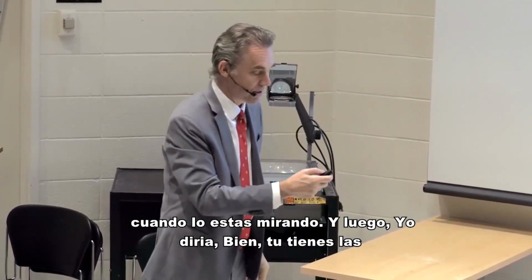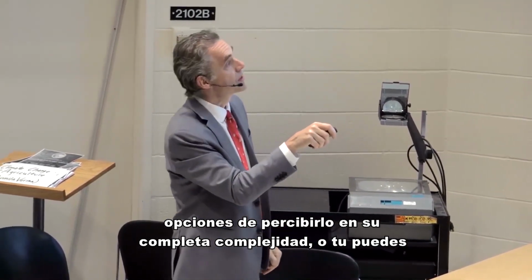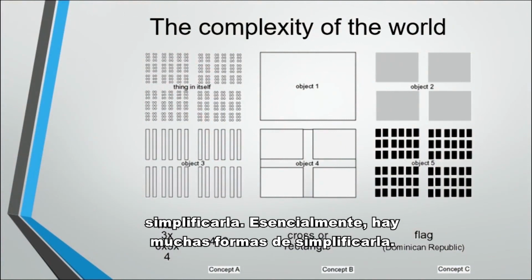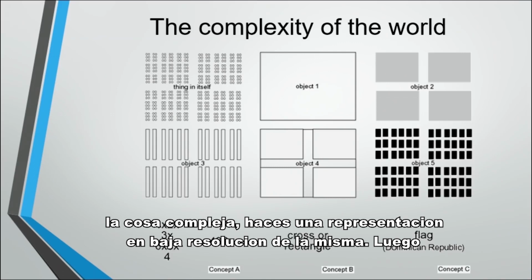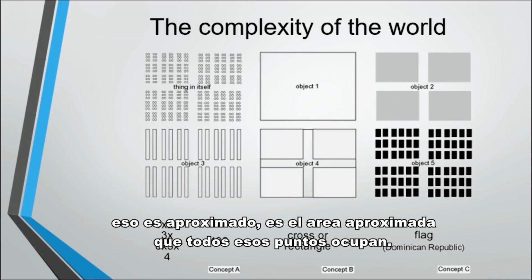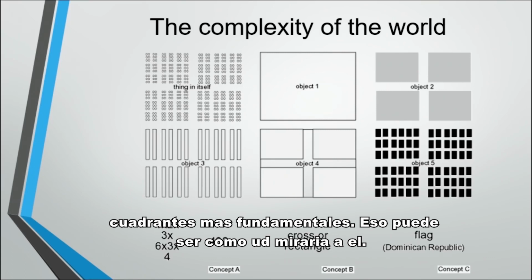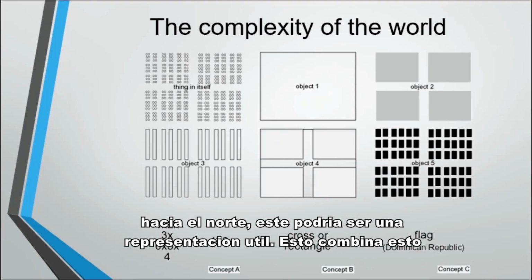And so I would say, well, you have the options of perceiving this in its full complexity, or you can simplify it. Essentially, there's lots of ways you can simplify it, but some of them are laid out there. So you take the complex thing, you make a low resolution representation of it. So that's the rough area that all those dots occupy. That's the rough area broken down to its four most fundamental quadrants. That might be how you would look at it if this was a map of an orchard and you were trying to walk from south to north. That would be a useful representation.